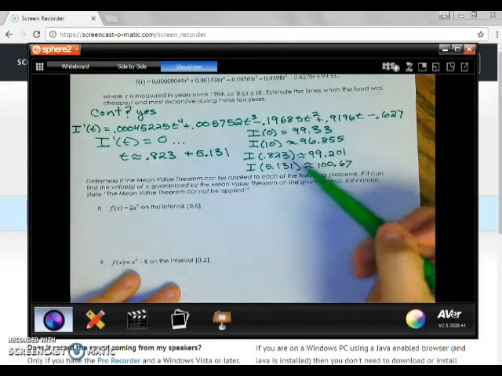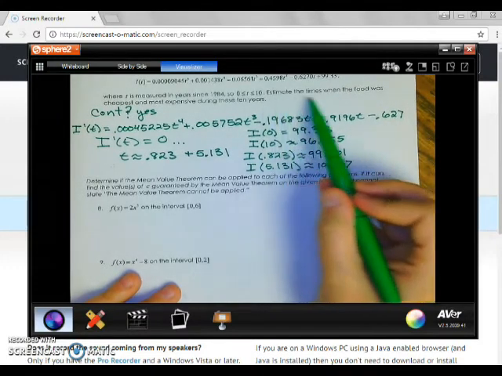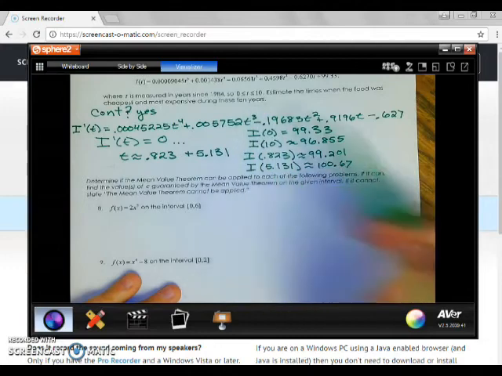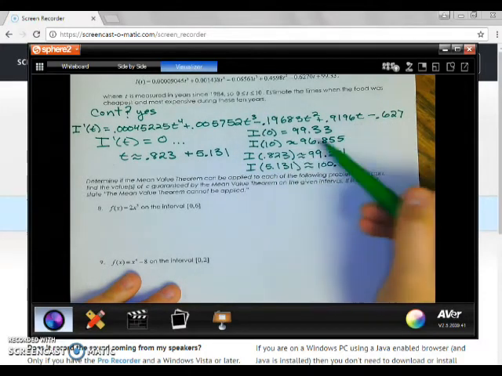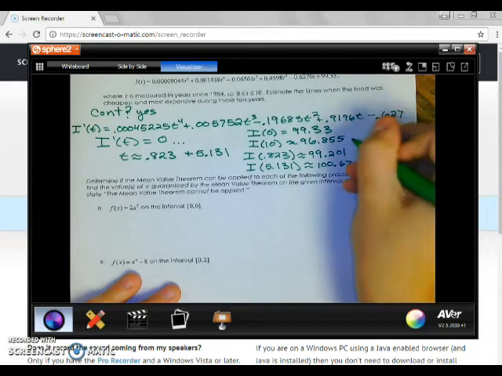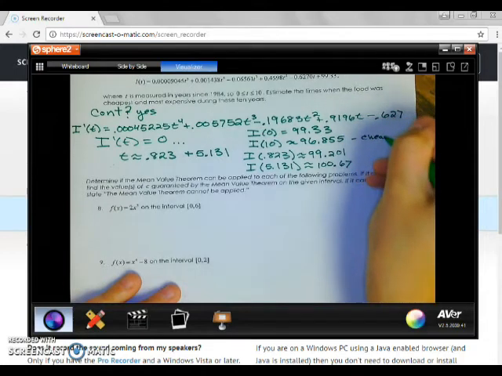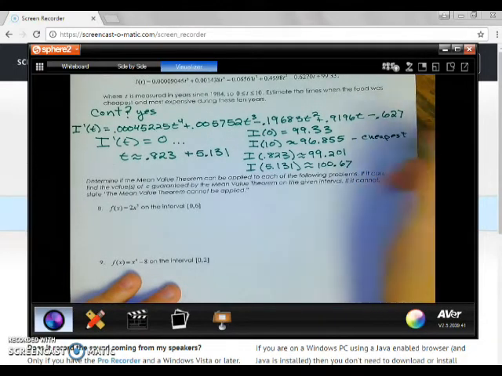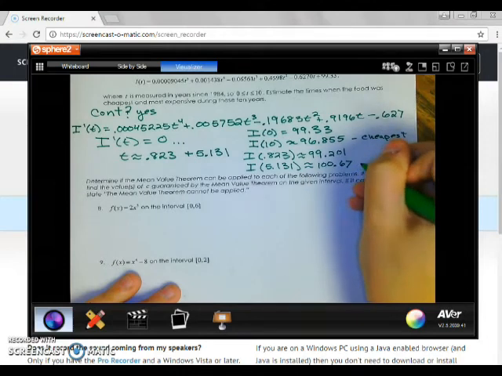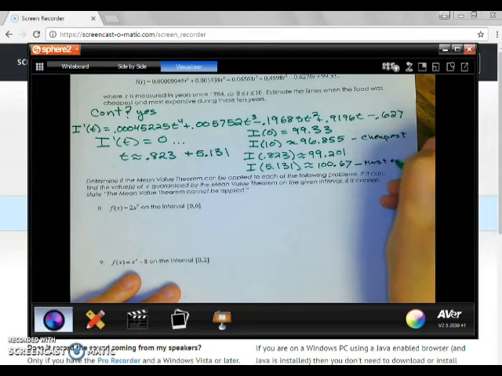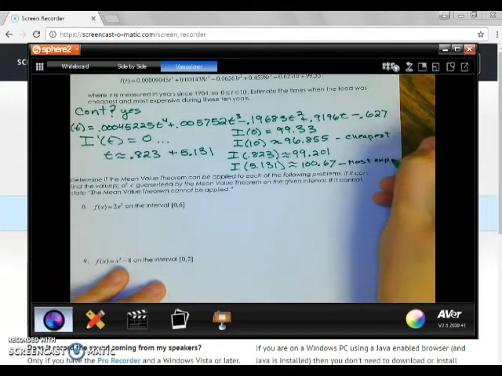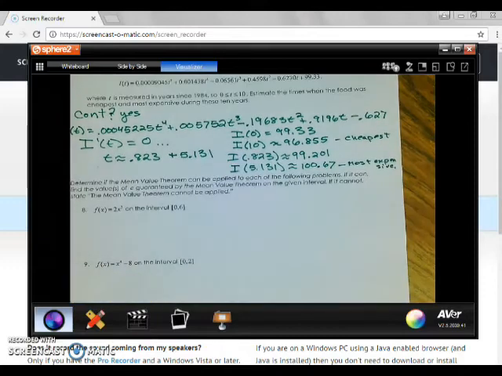100.67. Make sure you're answering the full question. So estimate the times when the food was the cheapest and the most expensive. So let's see, it was the cheapest at 10, right? There's the lowest. So there's the cheapest. And the most expensive looks like it was right there. So most expensive. Sorry, I couldn't really fit it there.